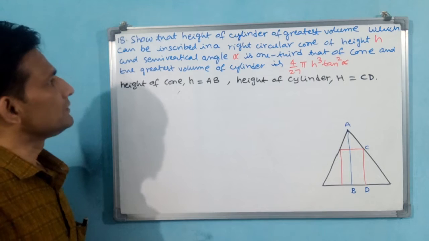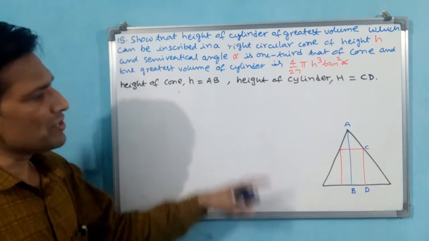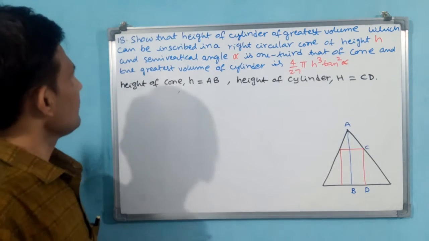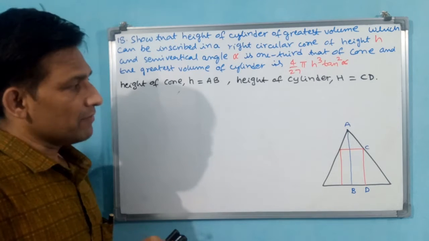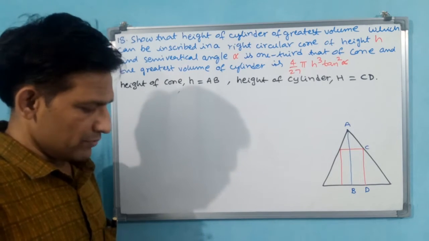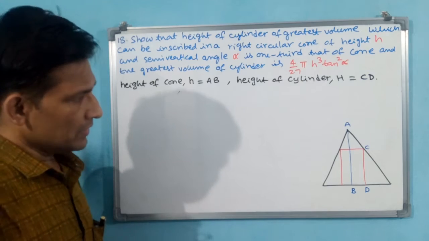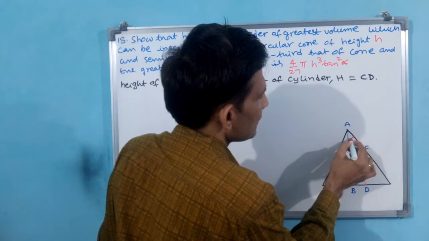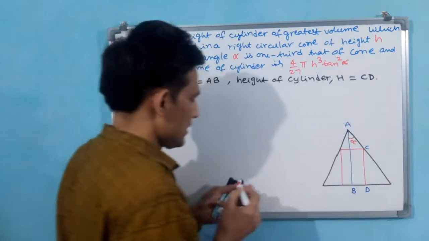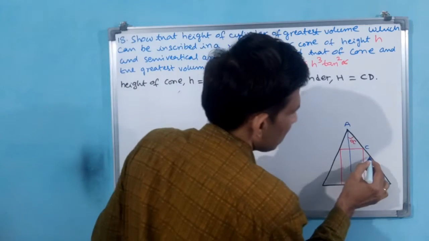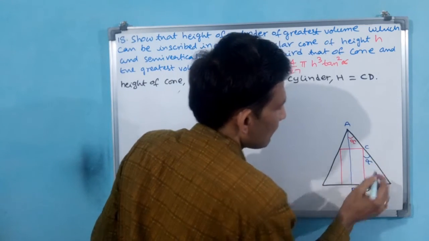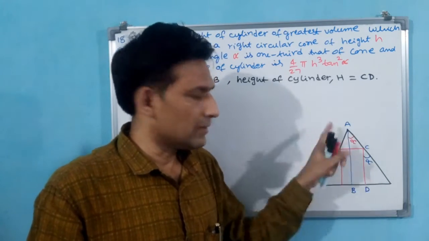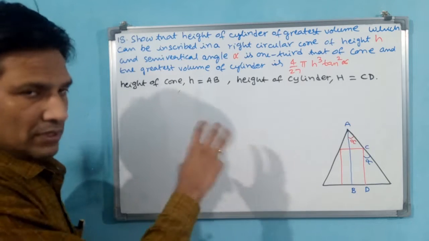Now go back to the question. Until completion of the question, this drawing we are not going to erase, because this is required. Semi-vertical angle alpha. This semi-vertical angle is very important. Semi-vertical angle means, here alpha, and semi-vertical angle here also alpha, because this is a right circular cone. This is also alpha, this is also alpha. Based on this we have to derive some points.